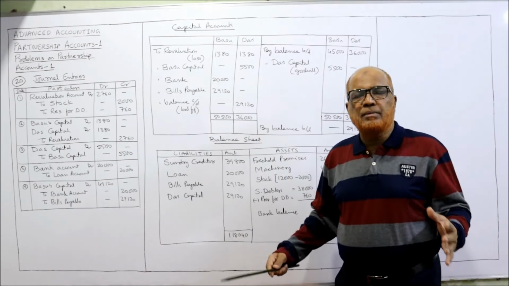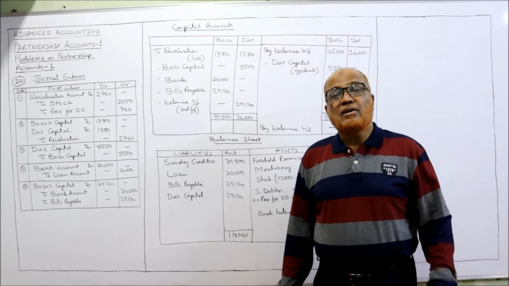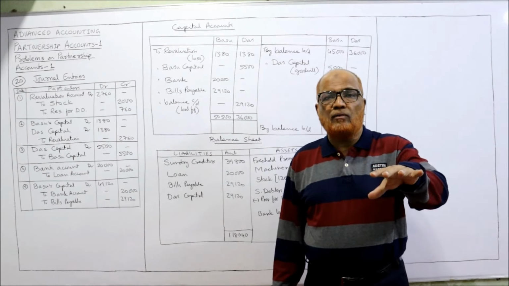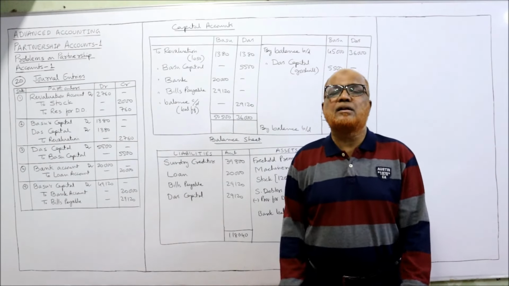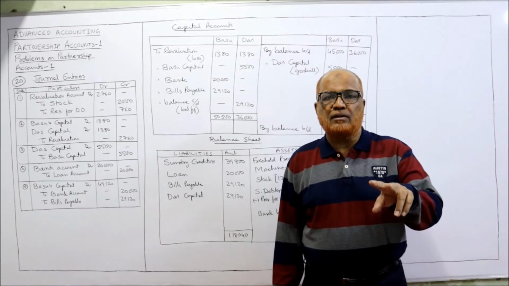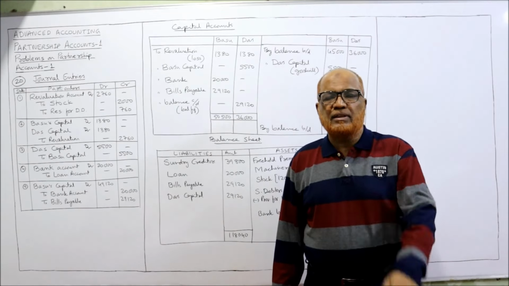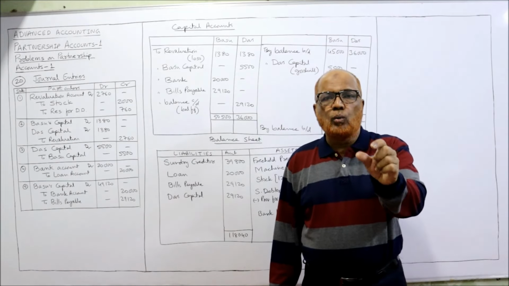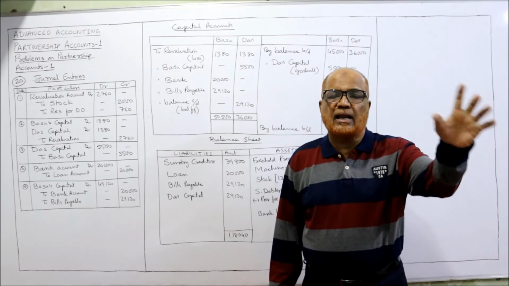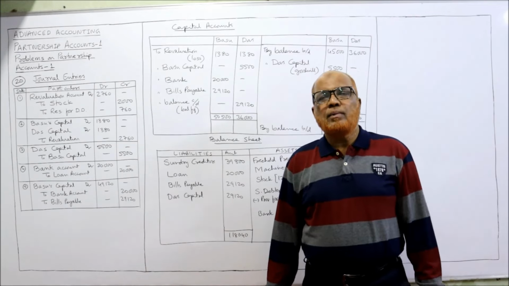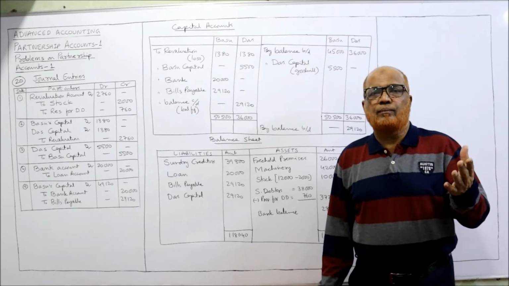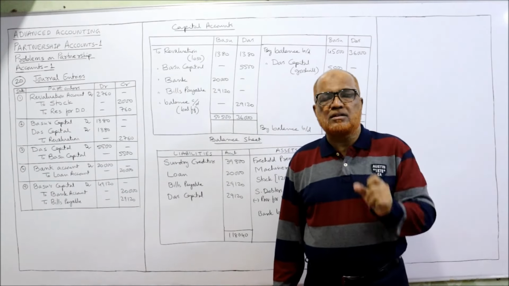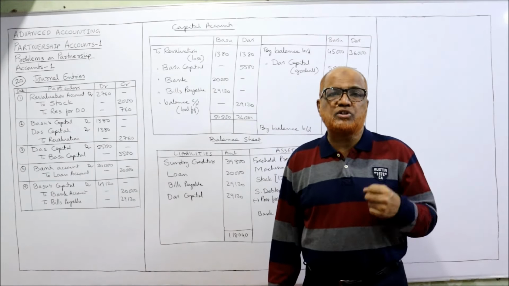The goodwill of the firm is 11,000. But of the firm goodwill, we want the goodwill of the retiring partner. Retiring partner is Basu. 50-50. Half of 11,000, 5,500. The 5,500 goodwill should be given to retiring partner Basu. Now remember, we should not raise the goodwill. We should not write the term goodwill according to the new provisions.